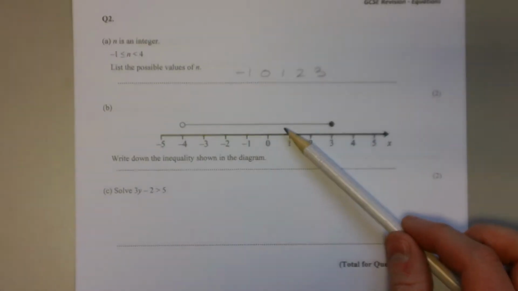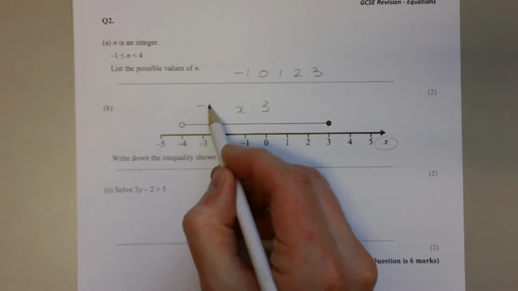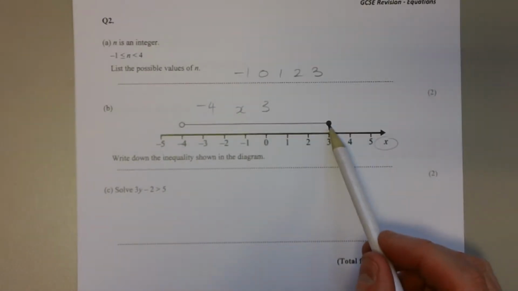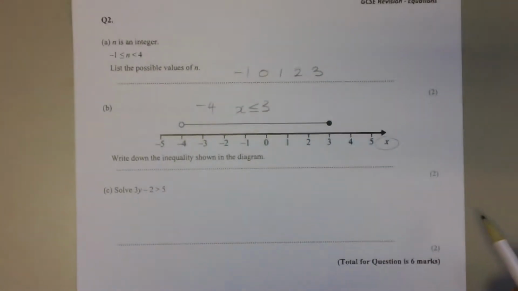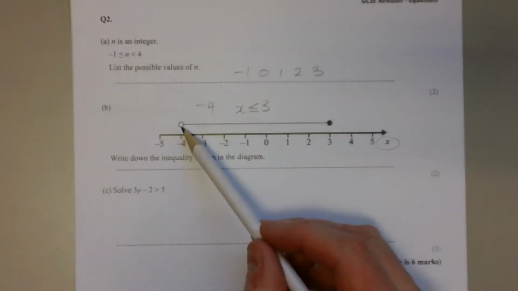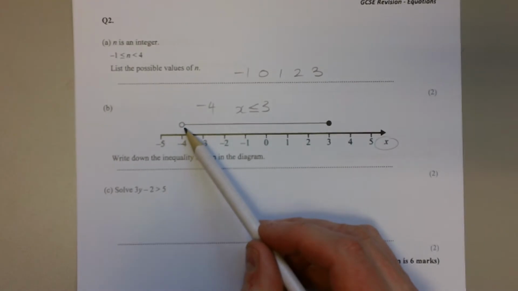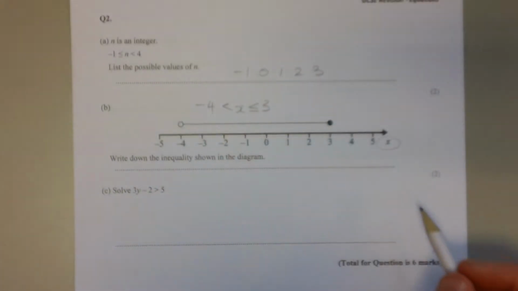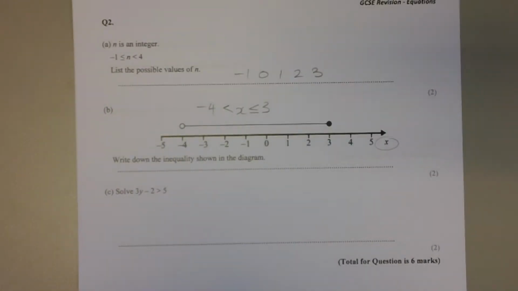This is a picture of an inequality. It tells you that x is in between minus 3 and 4. The solid circle tells you that x can be equal to minus 3, and the hollow circle tells you that x cannot be equal to 4. So the symbols are that way around.